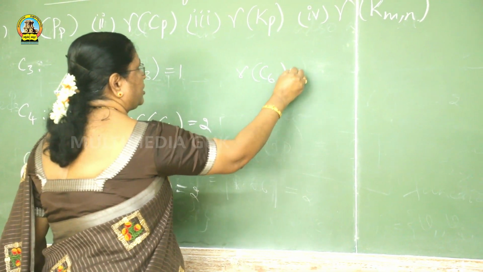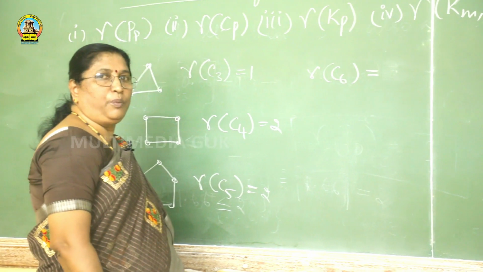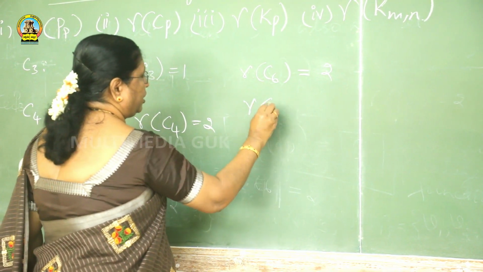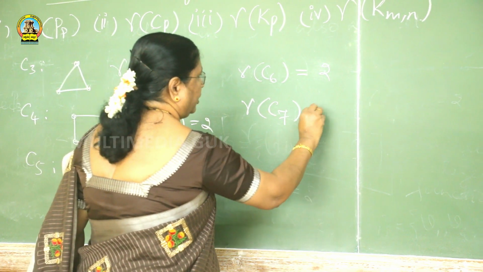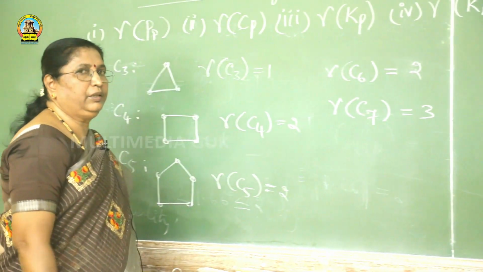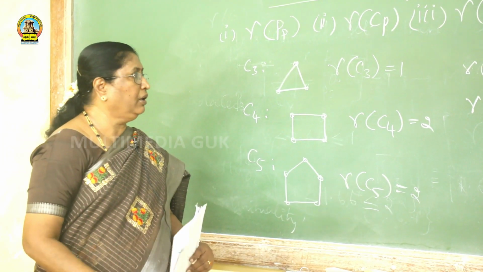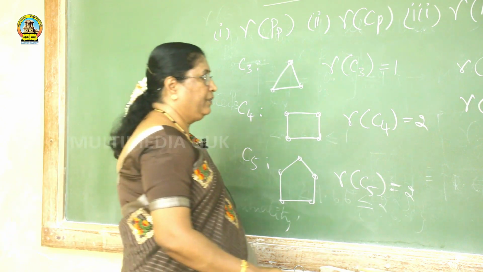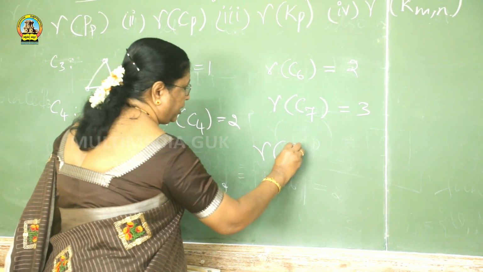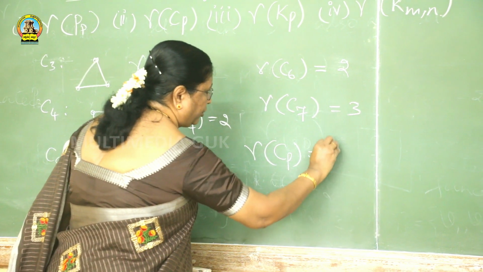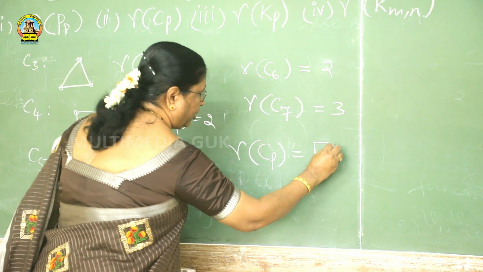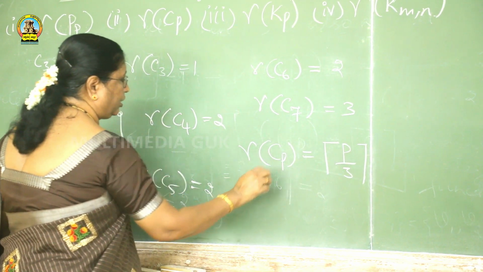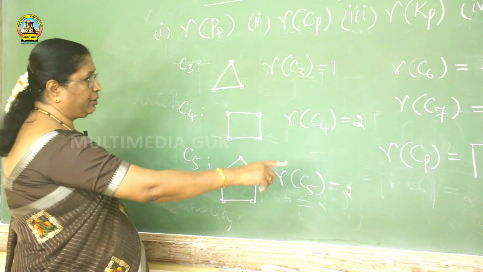the domination number of C6 is any two opposite vertices. There also you will see that it is 2. The domination number of C7, here you need to take 3 vertices. Now what is the general formula for getting the domination number of any cycle? The domination number of any cycle Cp is the smallest integer greater than or equal to p by 3, or n by 3. If you are using n, you can also use it here. It is the same.